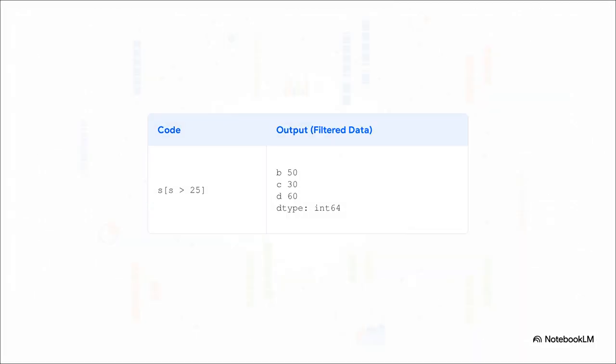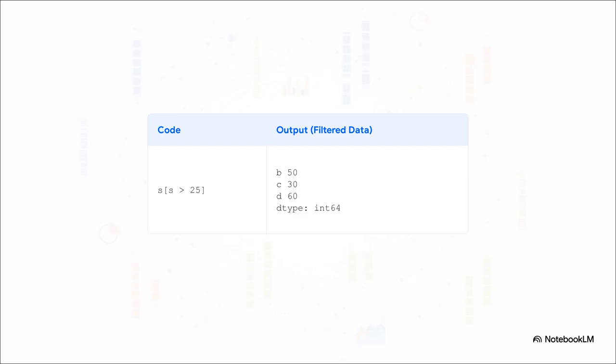Now for the big finale, you take that Boolean mask we just made, and you use it to slice your original series. It's like you're telling Pandas, hey, show me only the rows where my mask is true. And boom, you get back only the data that matches what you were looking for. In just 2 super clean lines of code, you've done a pretty complex filtering operation without writing a single loop.